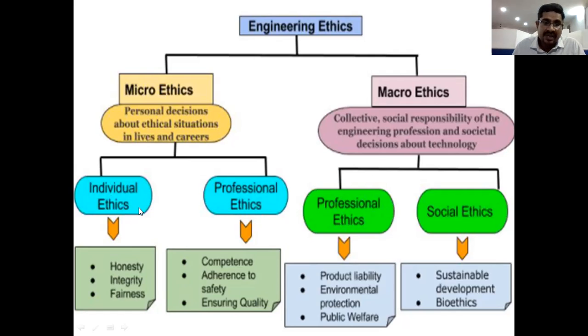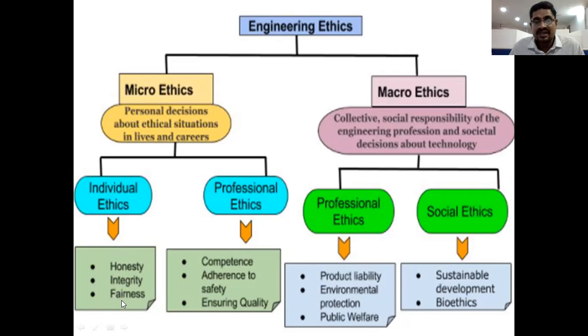Individual ethics means being honest and having integrity and fairness. Integrity means having a sense of equality, not having partialities and favoritisms. Just treat all human beings as equal. That is called integrity. And next, fairness. Don't commit frauds and don't do any wrong, unethical things. That is called fairness, right? And this is all about individual ethics.